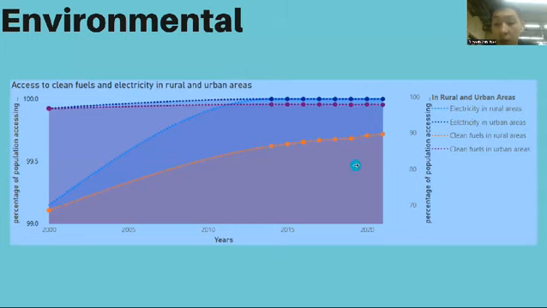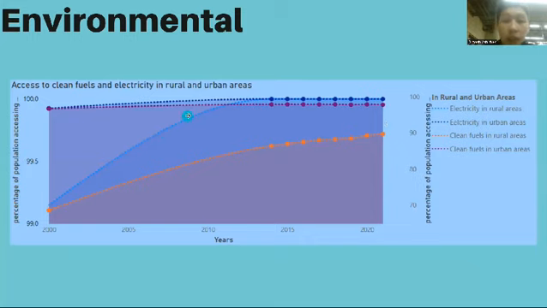Also, the third one was about environmental data, and here I used a lot of data from energy, emission, and the land, forest, agriculture data. And here we can see that I use clean fuels and electricity data in rural and urban areas. And then here we can see that the red line is about clean fuels in the rural area, and the blue one is electricity in the rural area.